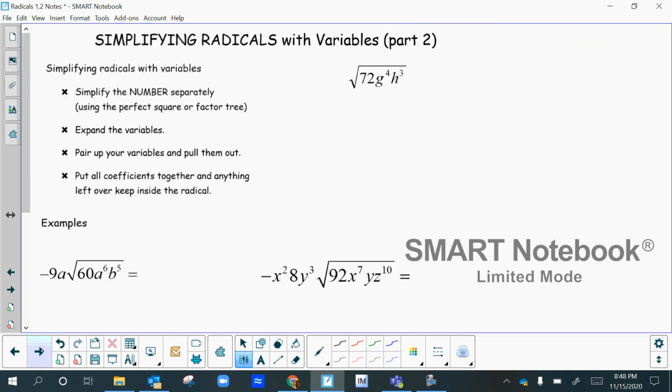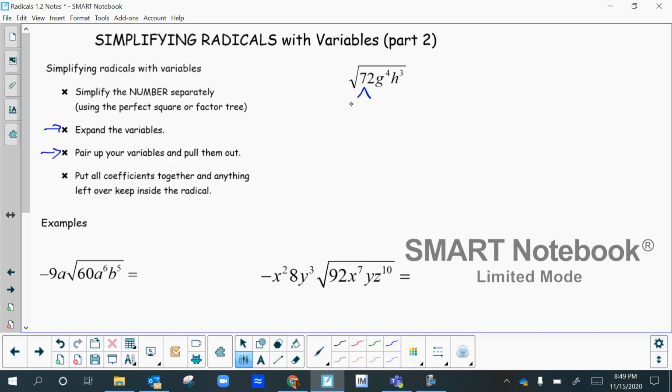All right, pretty easy. So now let's move on to simplifying radicals with variables. Okay, so you're going to pretty much do the same thing. The only new part right here is we're going to take the step and expand the variables, okay? And then you're going to end up pairing them up and doing the same process as you would with the numbers as far as pairs, okay? So let's look at this one right here.